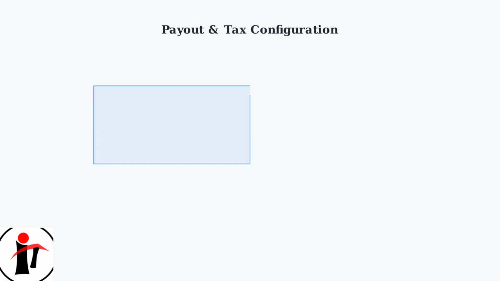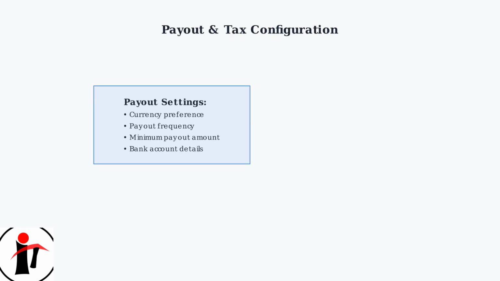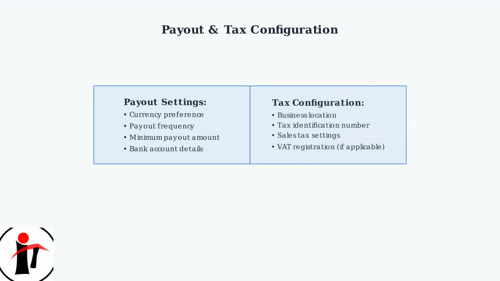Configure your payout preferences to determine how and when you receive your earnings. Set your preferred currency, payout frequency, and minimum payout amounts. Tax settings must be configured based on your location and business type. This ensures compliance with local tax regulations and proper handling of sales tax collection.